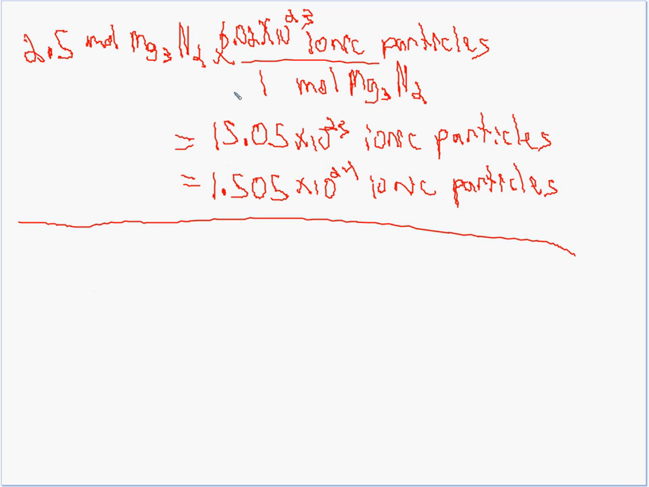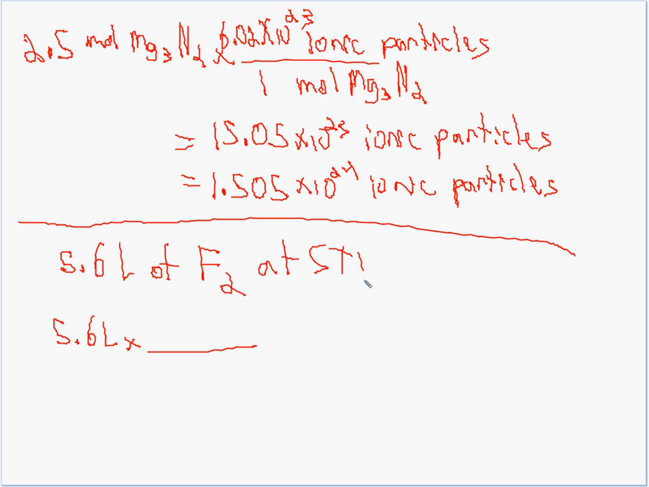And then the last one is volume, right? We can't do volume with this because it's not a gas. So let's say we had 5.6 liters of fluorine gas, so F2. And we want to find out how many moles there are, or anything else, but we're going to have to go to moles first, right? Now, it has to be at STP, otherwise we have to use something called the ideal gas law, which you didn't learn. It's so sad. You should go learn it on your own.